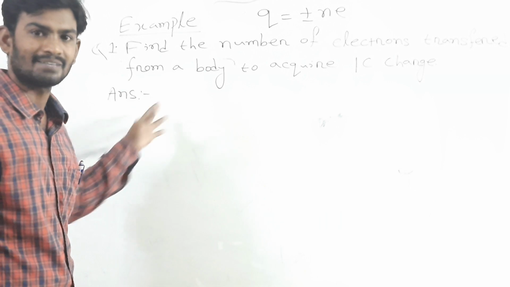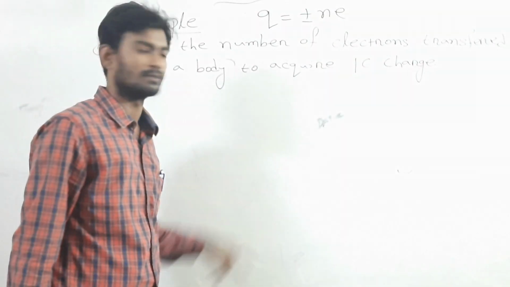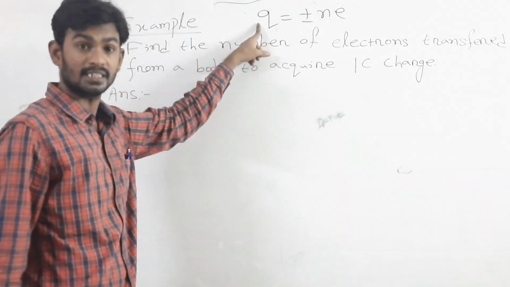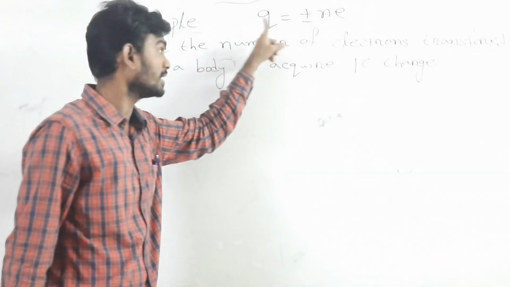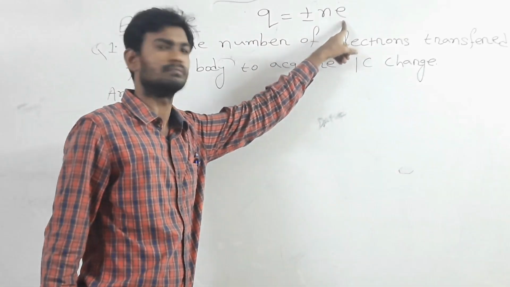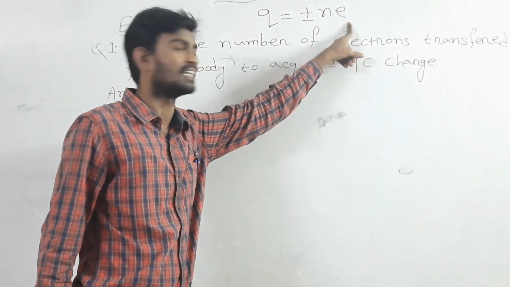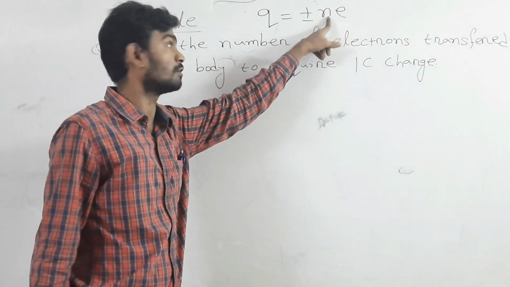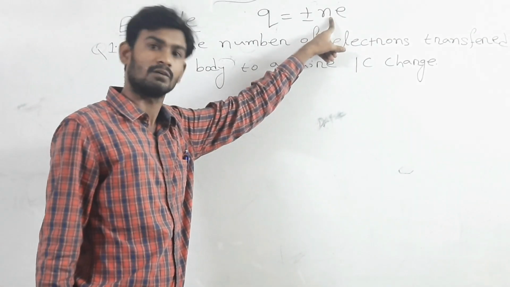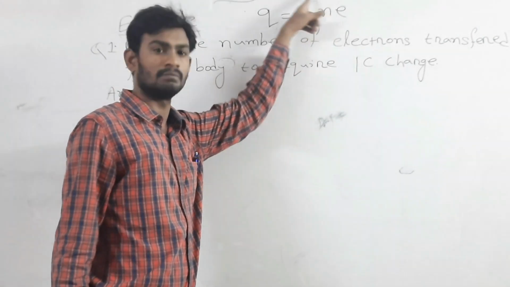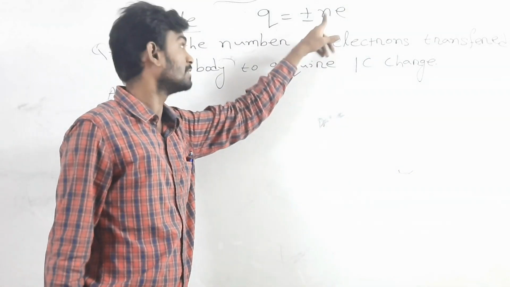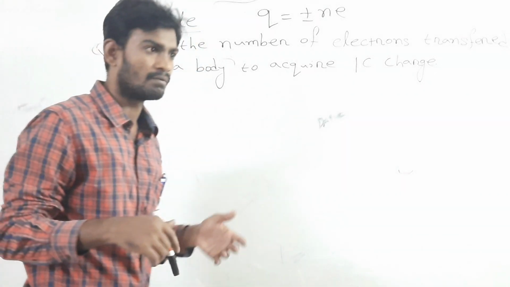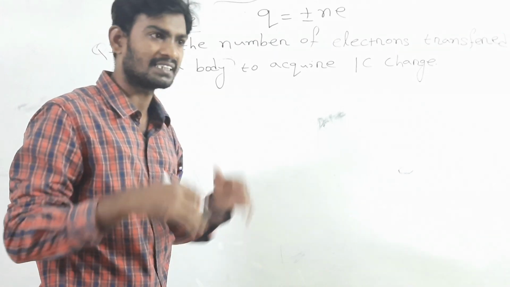Let us solve an example based on the quantization principle, that is, based on the formula Q is equal to plus or minus n e. Here Q is the charge of a body, e is the elementary charge, its value is 1.6 into 10 to the minus 19 coulomb, and n is the number of electrons or protons present on that body, and it will be a whole number, because there will be no decimal number present in a body.